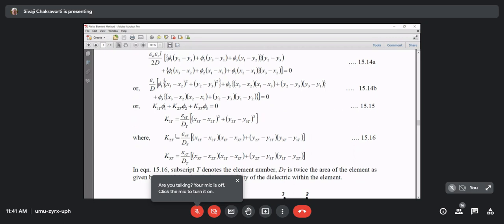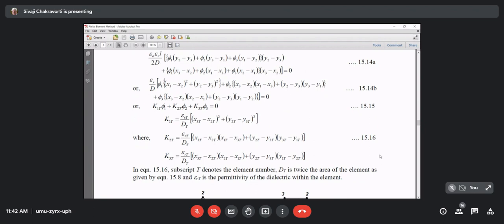So we are writing a coefficient K1 for phi 1. T stands for the triangle, for a given triangle. Then K2 is another coefficient, which is also for a given triangle. K3 is another coefficient for phi 3 for the same triangle. So clearly we have three coefficients which are related to the three vertices or the three nodes phi 1, phi 2, phi 3.